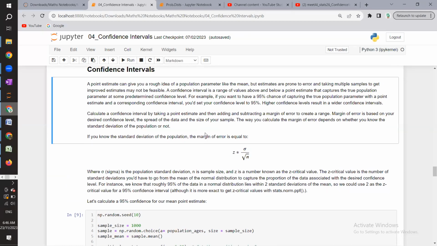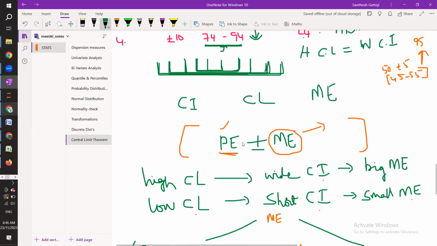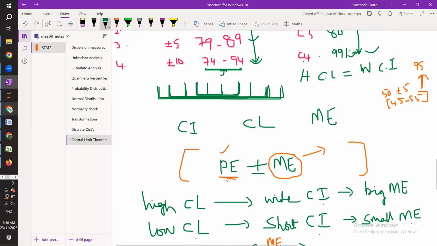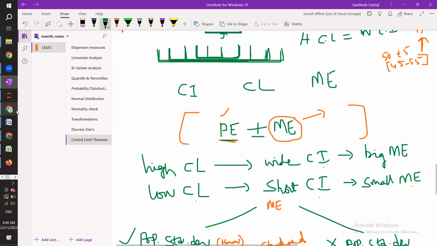After that, what we studied is, since we understood that the confidence level and confidence interval are interrelated, and also that the single point estimate will not be exactly equal and is prone to error, what we are going to do is create a confidence interval. How we create a confidence interval, we have also seen. A confidence interval is created by point estimate plus or minus margin of error.